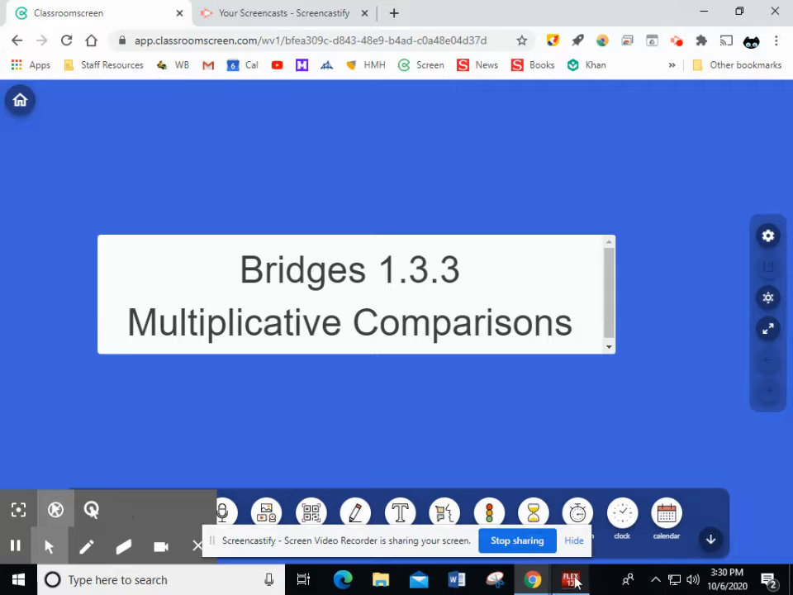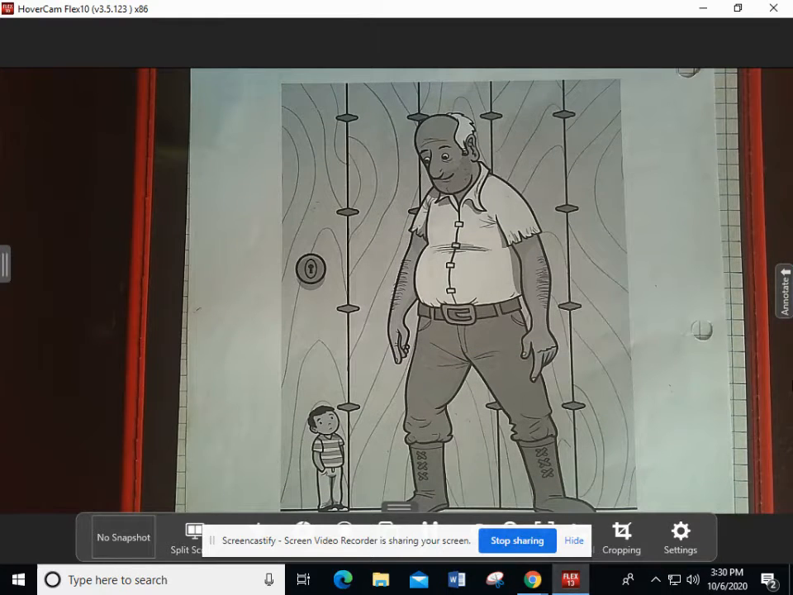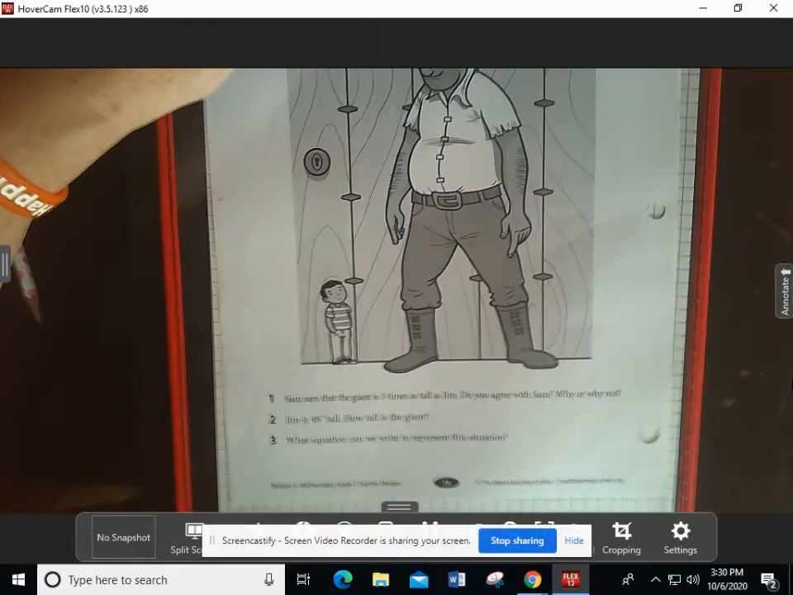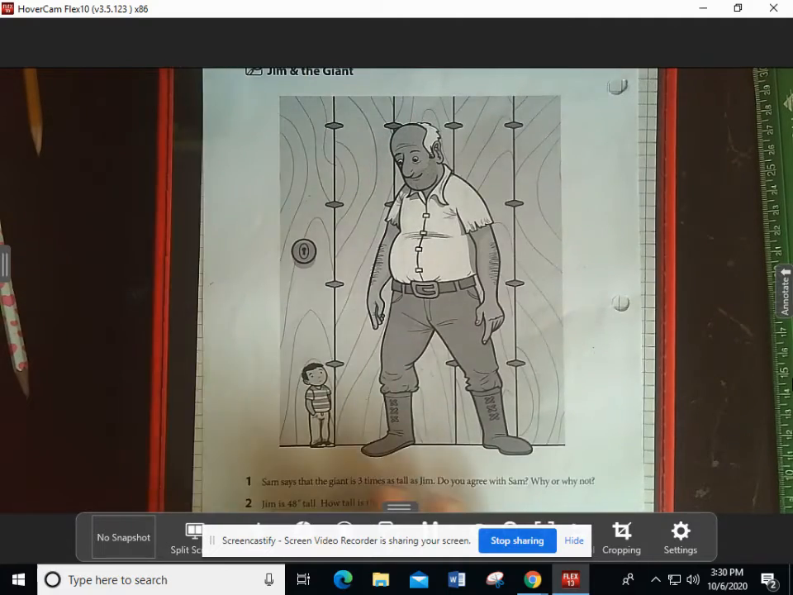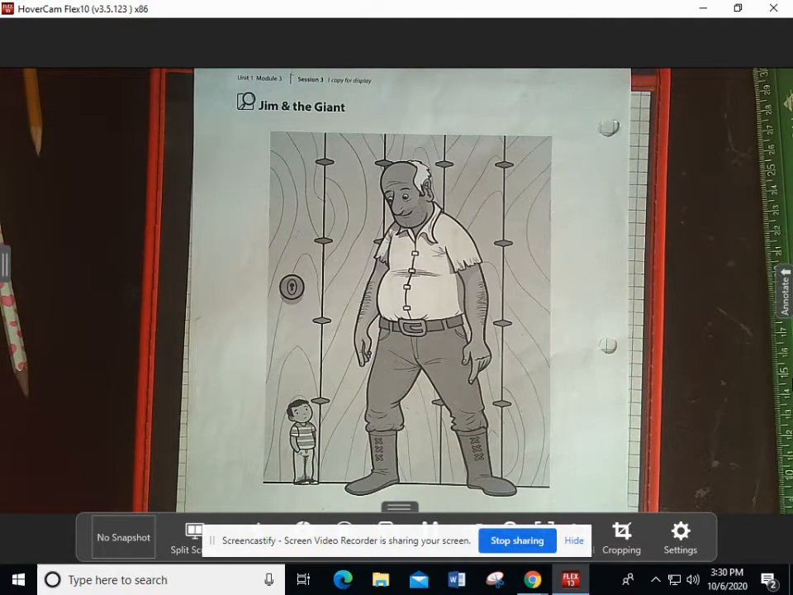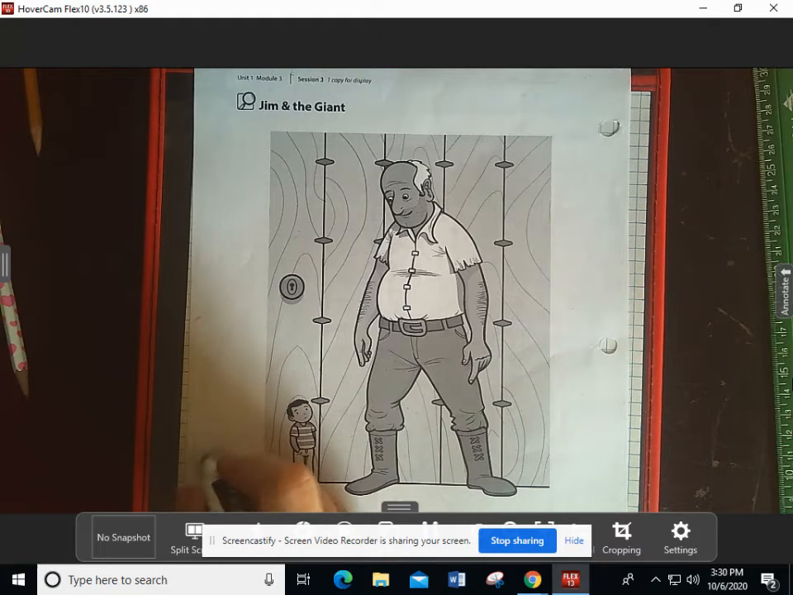There we go. That's much better. I don't have to adjust this anymore. And we see we have Jim and the Giant. We have this little guy named Jim. Remember him from last year?